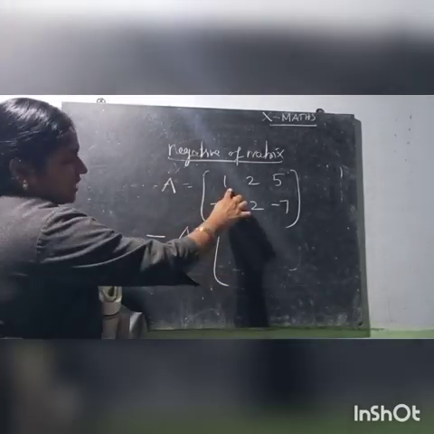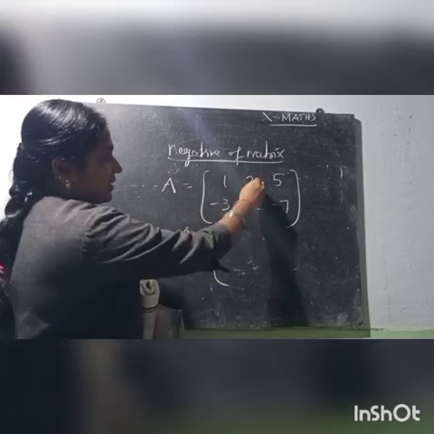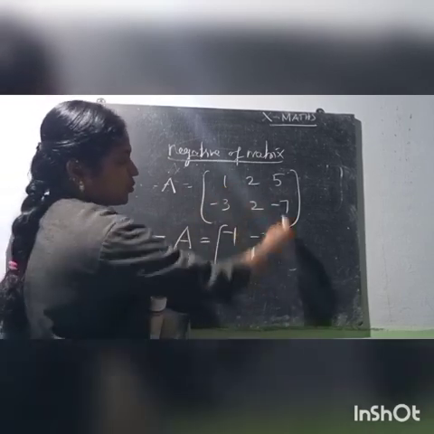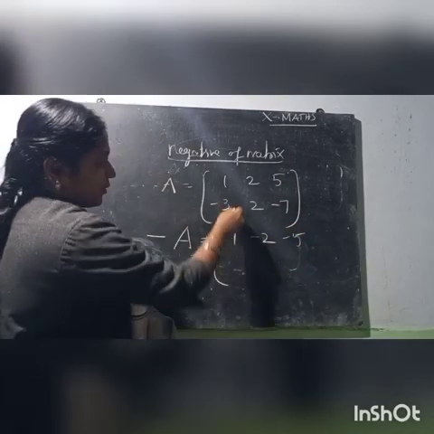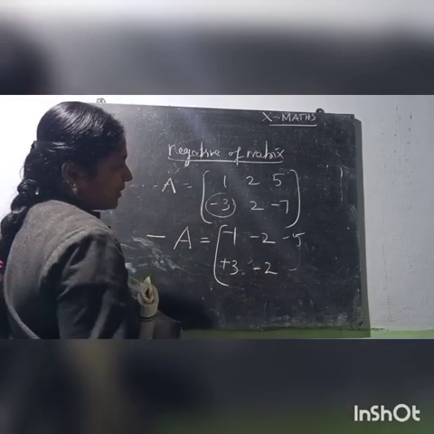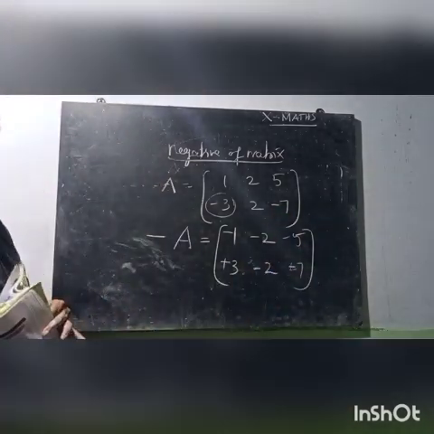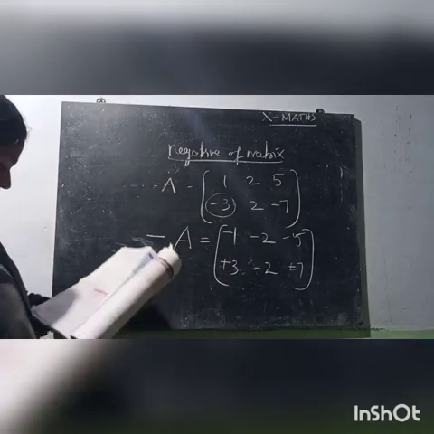So we have to change the sign of A's elements. So 1 will be changed into minus 1. Then this 2 changes into minus 2. 5 will be changed into minus 5. Minus 3 will be changed into plus 3. 2 will be changed into minus 2. Minus 7 will be changed into plus 7. So this is known as negative of a matrix.